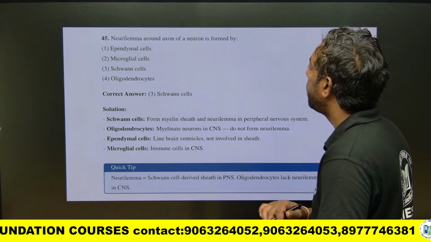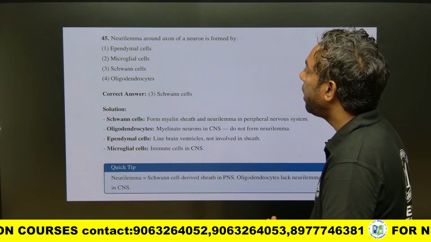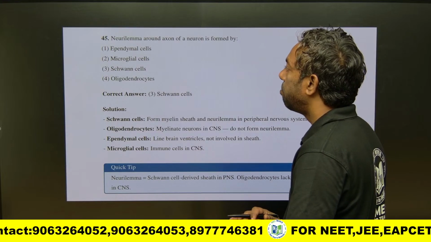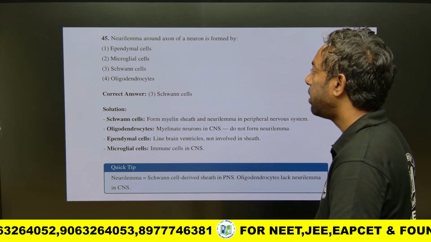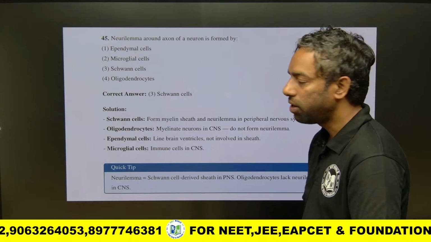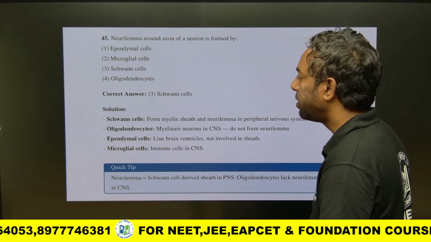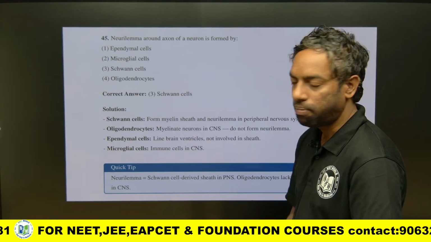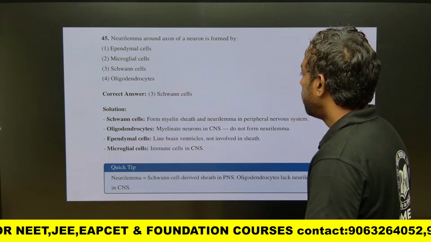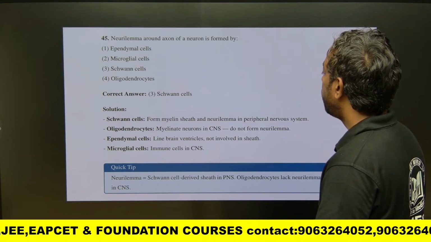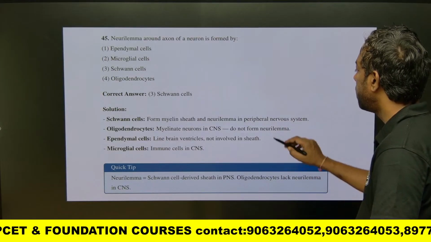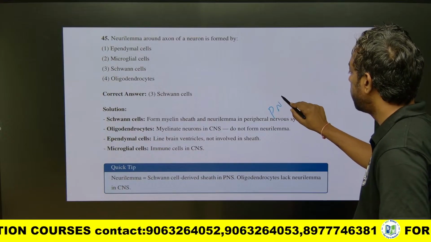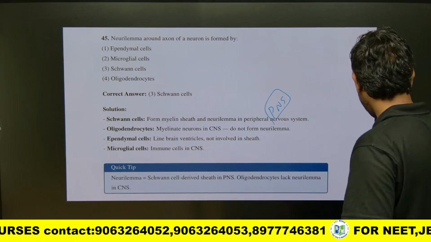The neurolemma around the axon of a neuron is formed by ependymal cells, microglial cells, Schwann cells, or oligodendrocytes. Guys, here Schwann cells, as you know, generate the neurolemma. Yes, Schwann cells form the myelin sheath and neurolemma in the peripheral nervous system. Okay, yeah, PNS, they produce. This is the answer, the third one.